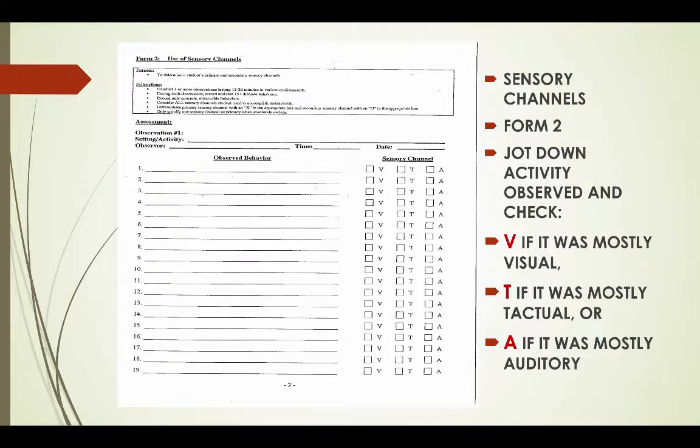This is a picture of the sensory channels form. Under observed behavior, you're going to jot down the activity that you observed. Then you are going to check to the right, in the column where it says sensory channel: V if it was mostly visual, T if the child used mostly their tactile sense, or A if the child used mostly their auditory sense.